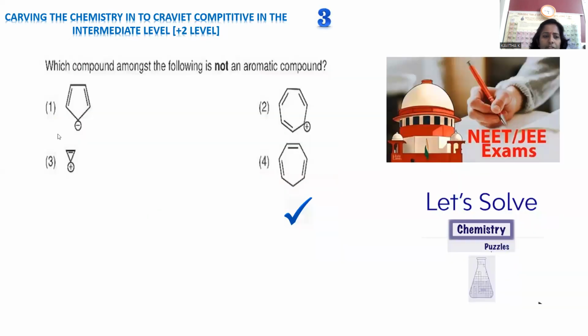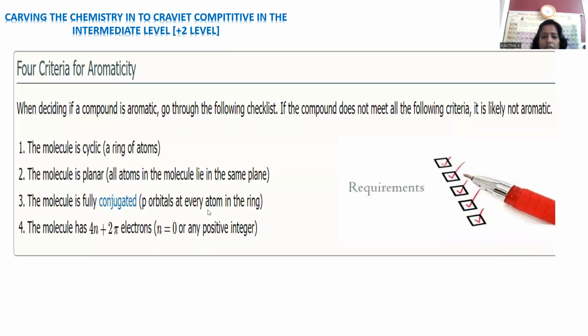Conjugated: if you see this, there is a conjugation. The negative charge is in conjugation with the 2 double bonds. The positive charge is in conjugation with 3 double bonds. The positive charge is in conjugation with 1 double bond. Here conjugation is lost. The third point is also not obeyed by option number 4. Conjugation means alternate availability of double and single bonds. That is also lost in option number 4.